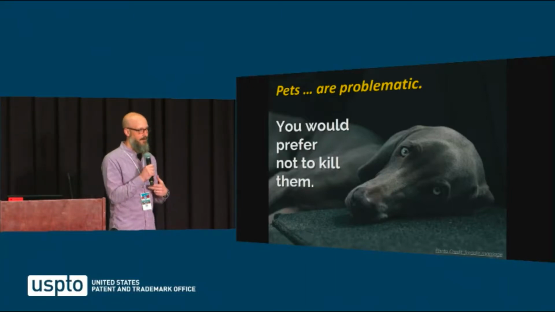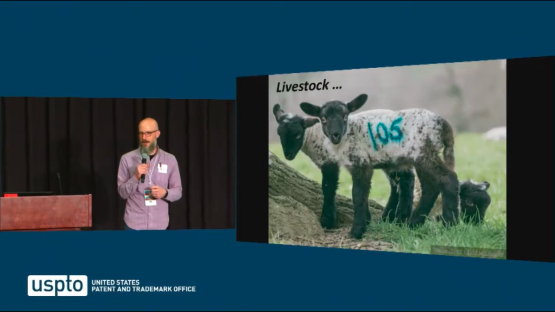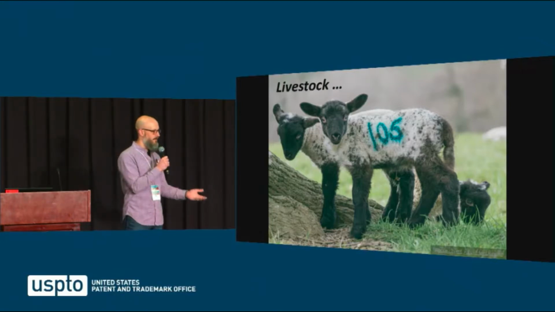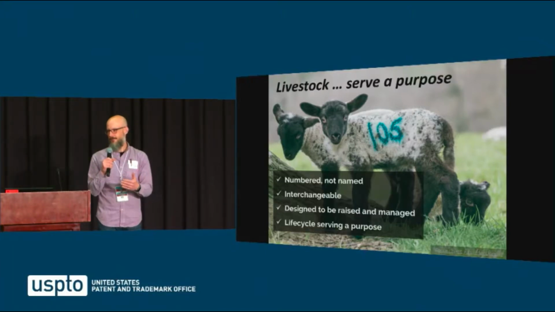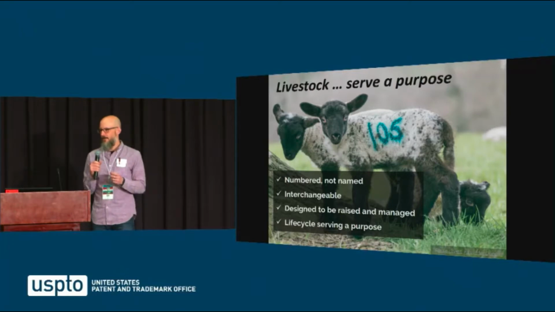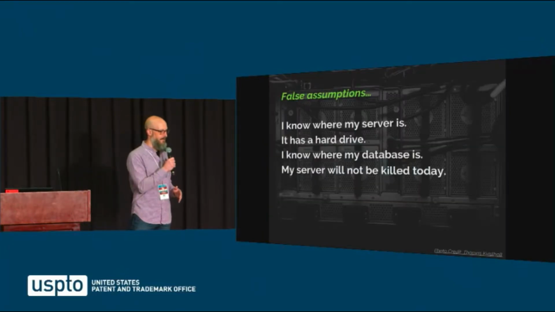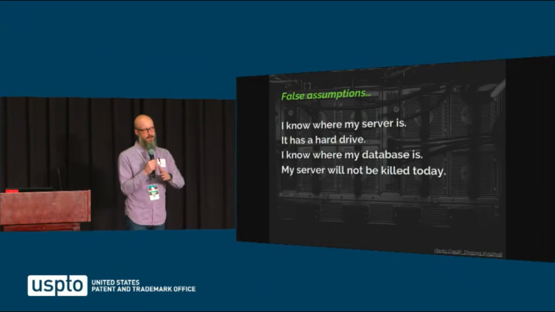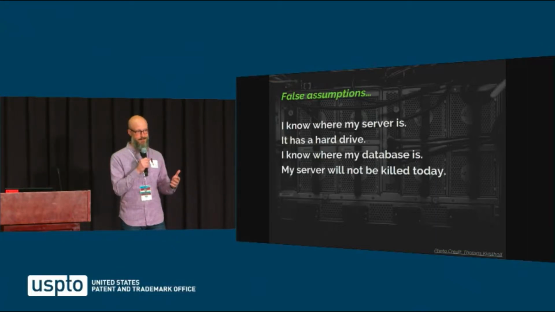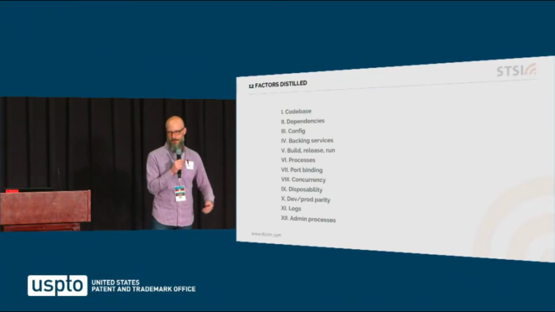So livestock are very much bred for a purpose. You give them a number, not a name. They are bred to be raised easily, and they're engineered, essentially. They've been engineered over generations to behave a certain way and to serve a purpose. And if they don't serve their primary purpose of, say, producing wool, then maybe they serve another purpose like, I don't know, mutton or something. So how does this relate back to applications and infrastructure? As we move to the cloud paradigm, there's a few false assumptions that you can no longer build apps around. Like, I know where my server is, or it's going to be there tomorrow or an hour from now.